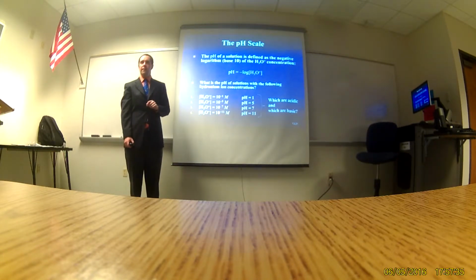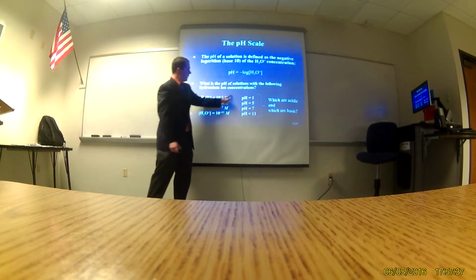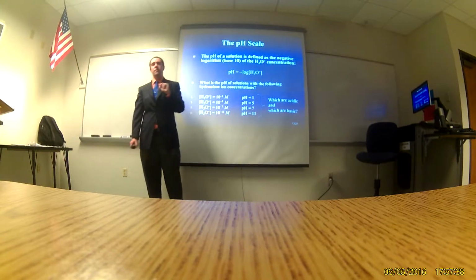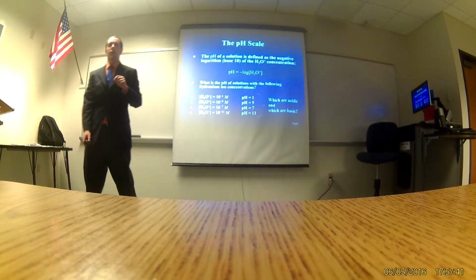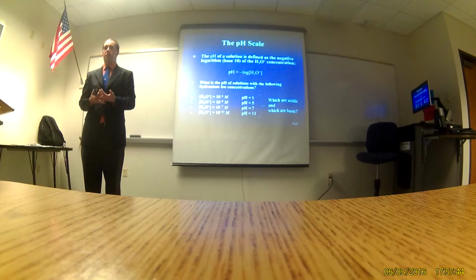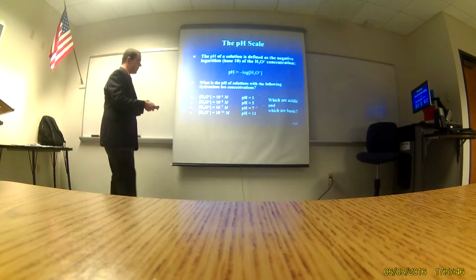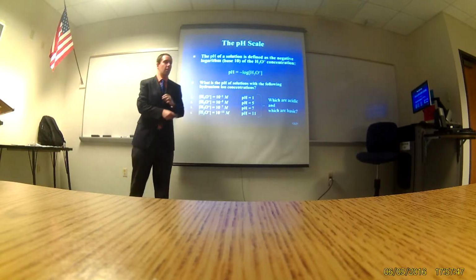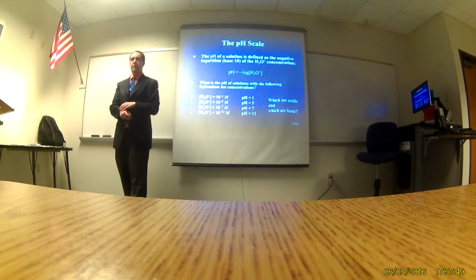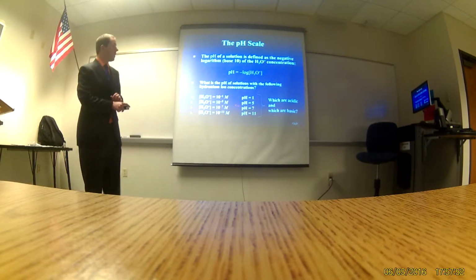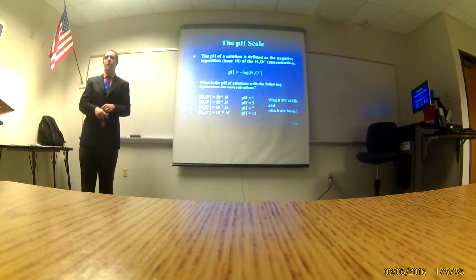It's basic. But now we can look at the pH scale. And the pH scale is what people use in lab. A pH 7 is neutral. Numbers smaller than 7 are acidic. Numbers larger than 7 are basic.